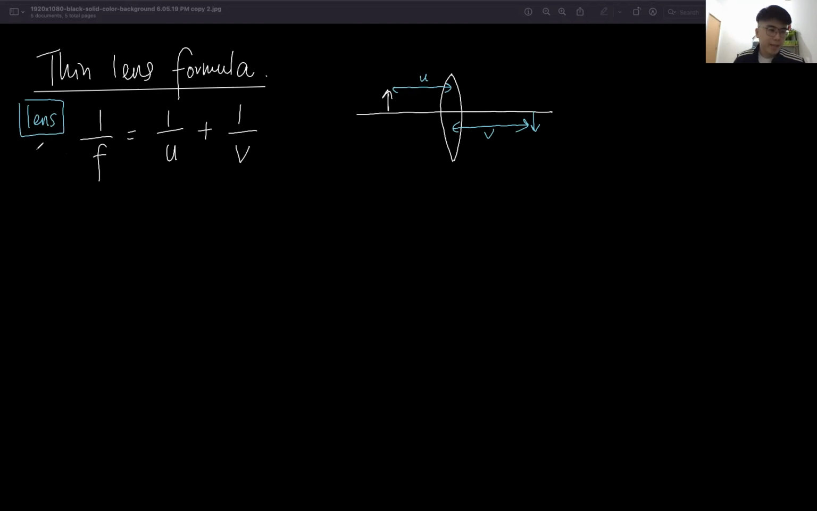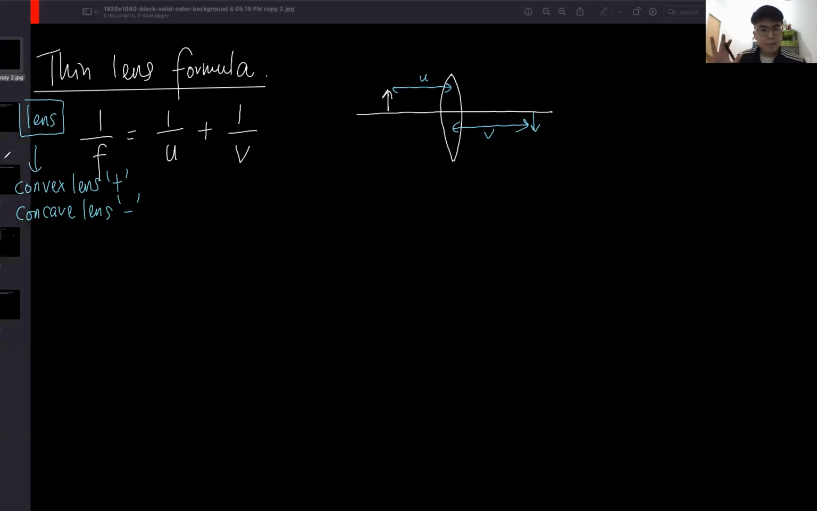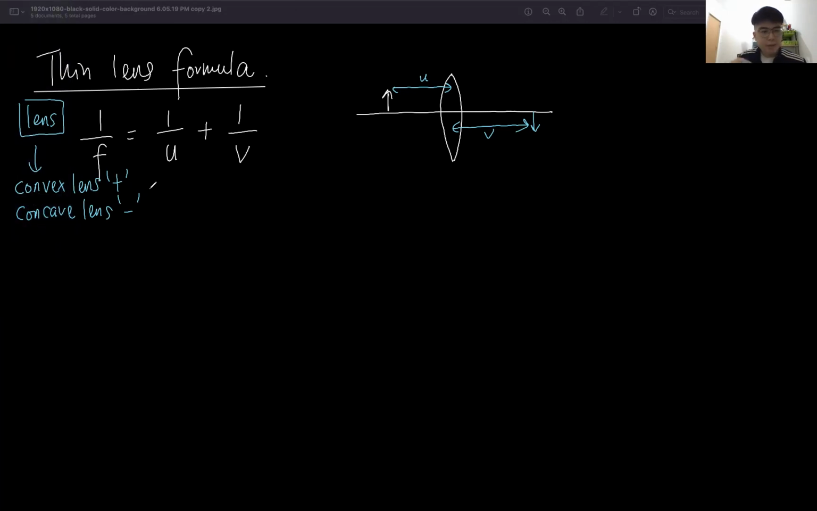The formula for lens is, if you are dealing with convex lens, it is a positive focal length. If you are dealing with concave lens, then you have a negative focal length. Okay, so positive is convex lens, concave lens is negative. Mirror is different. We'll save it for next time, mirror. That is the sign for F.